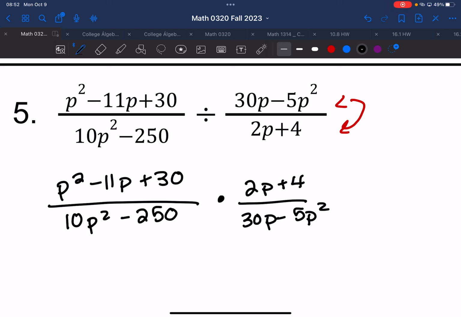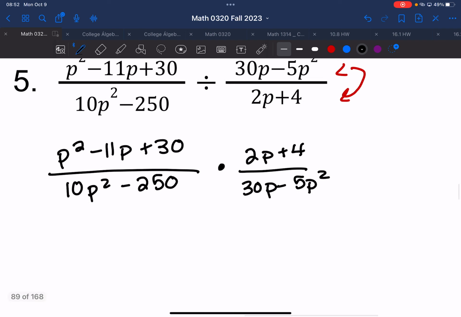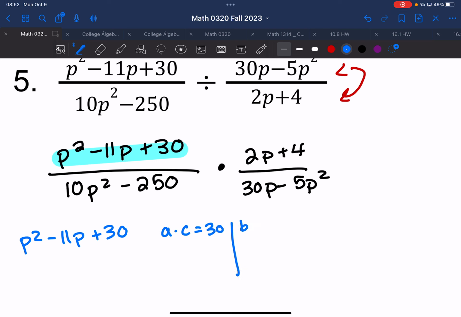Now I'm going to be reducing one fraction at a time. So looking at the first numerator, what are we going to have to do? The AC method. Perfect. So AC method. So I have p squared minus 11p plus 30. AC method means a times c is what? What's a times c? 30. And what's my b value? Negative 11. So what two factors? Good. 6 and 5. Does 6 and 5 positive or 6 and 5 negative?